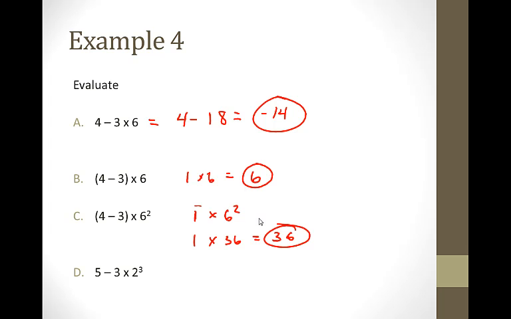And this last one on here, 5 minus 3 times 2 cubed. So again, we have 5 minus, do I do the 3 times 2 first? No. I do the 2 cubed first. So do this guy here first. So minus 3 times 8. Now, it's very similar to part A. We do the multiplication first here. So I'll have 5 minus 24, which is a negative 19.